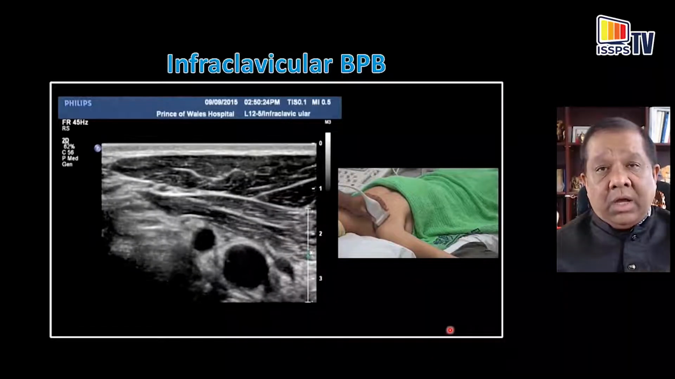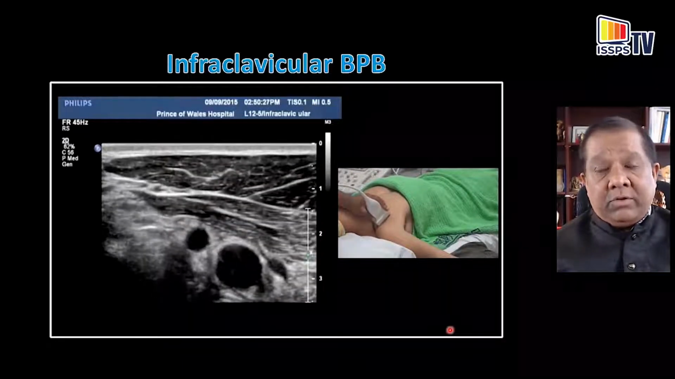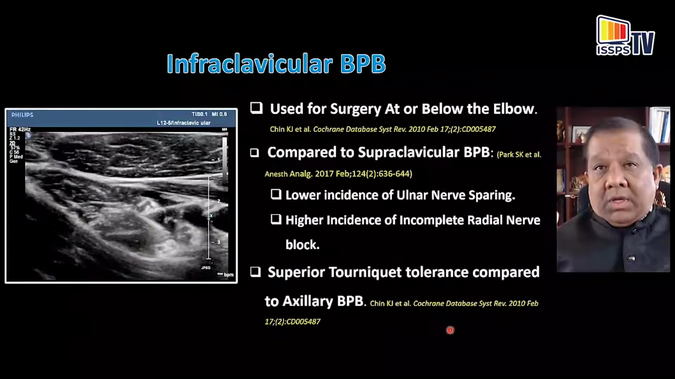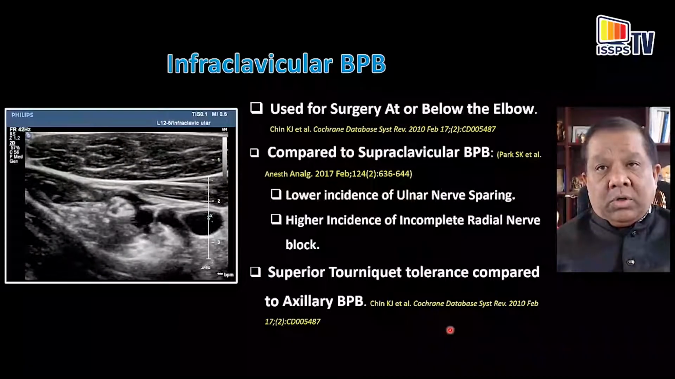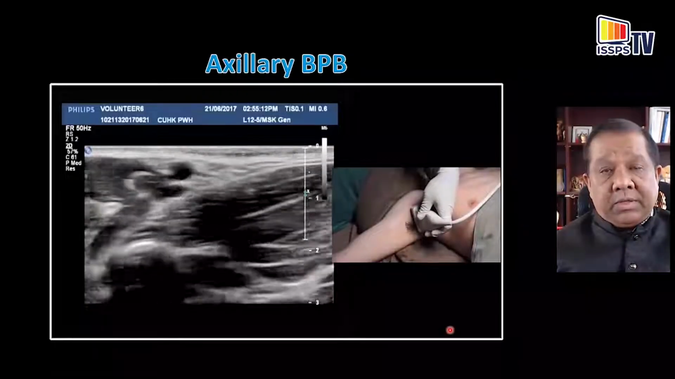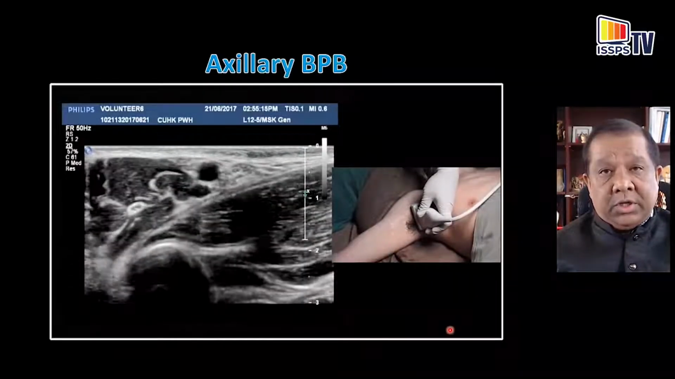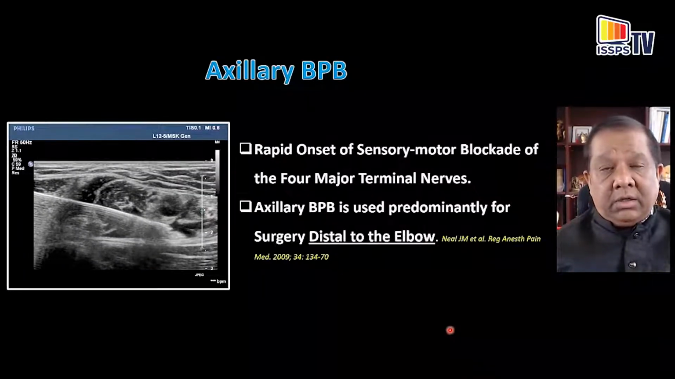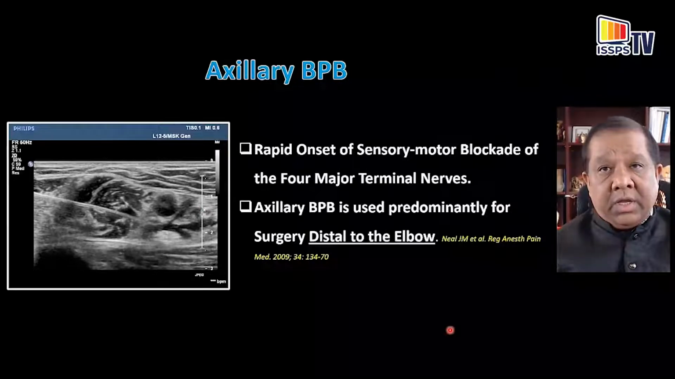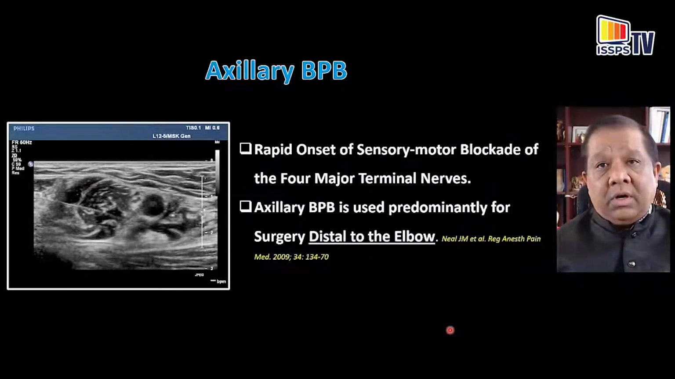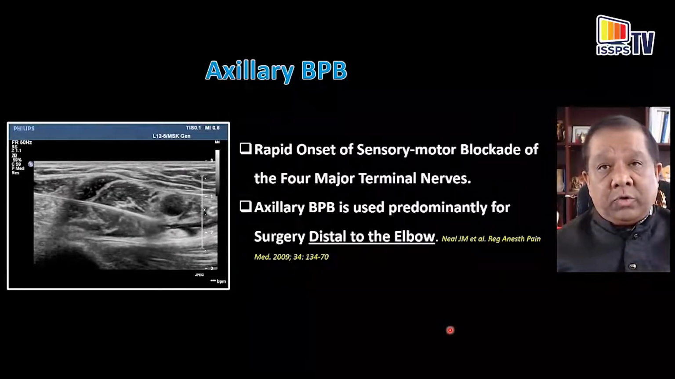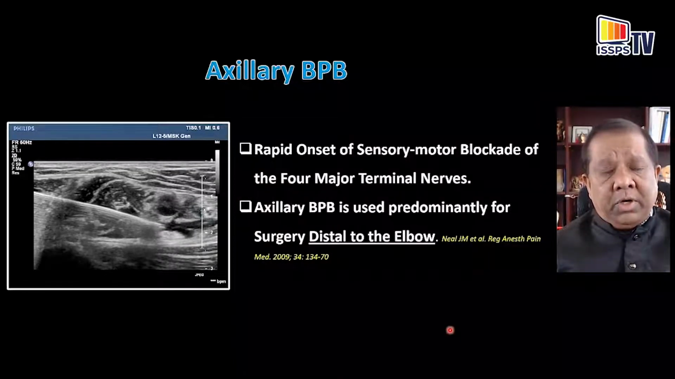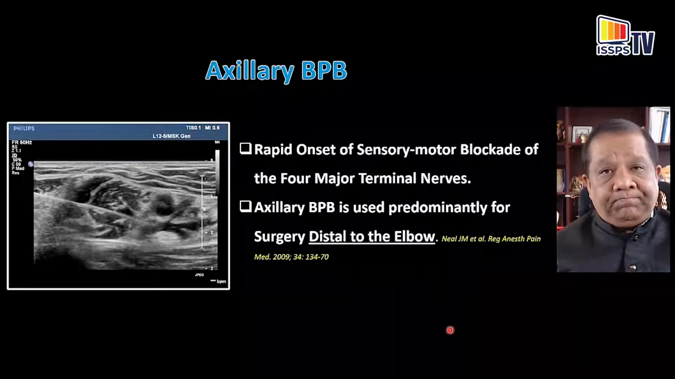Infraclavicular brachial plexus block targets the cords of the brachial plexus at the lateral sagittal infraclavicular fossa. It's used for surgery at or below the elbow. Axillary brachial plexus block targets the four major terminal nerves of the brachial plexus, i.e. the median, radial, ulnar, and the musculocutaneous nerve. It produces very rapid onset of sensory motor blockade of these four terminal branches. An axillary brachial plexus block is predominantly used for surgery distal to the elbow.